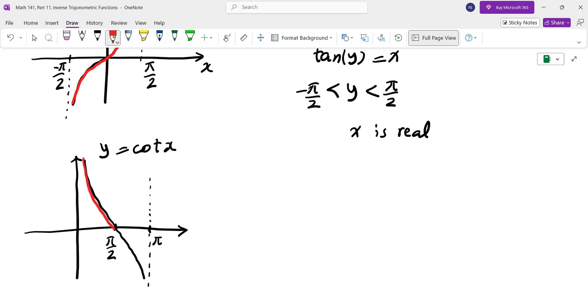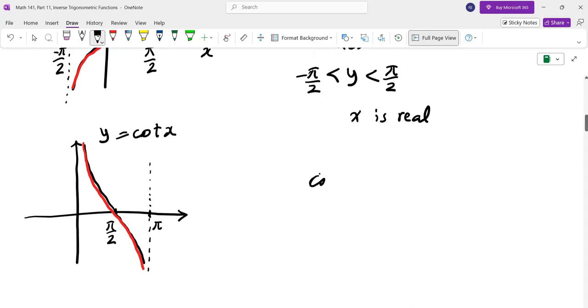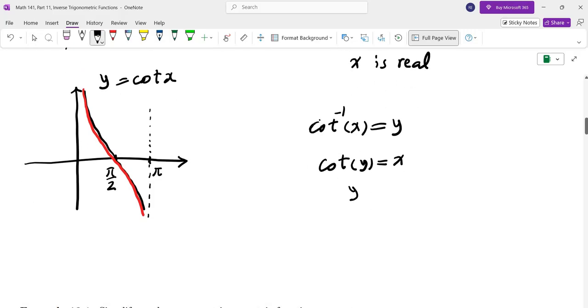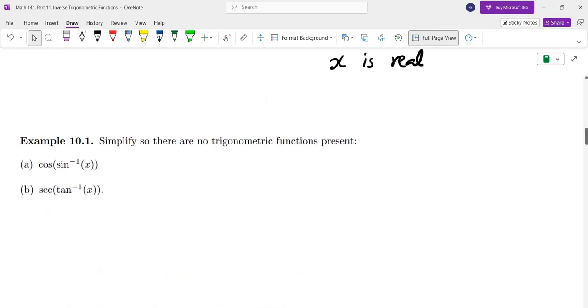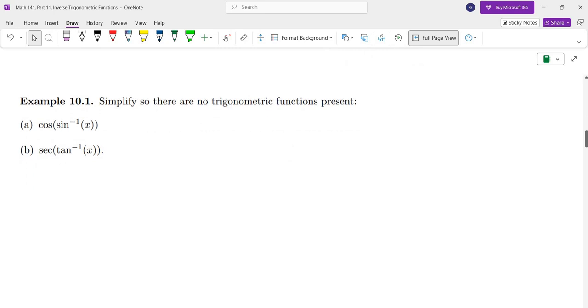This piece of the graph is in fact one-to-one. So we define cotan inverse of x to be y when cotan of y equals x, where the value of y is between 0 and pi, and x is any real number. We're going to look at a couple of examples on this, and then we will talk about how to differentiate these functions.